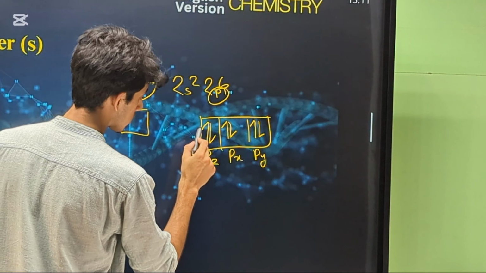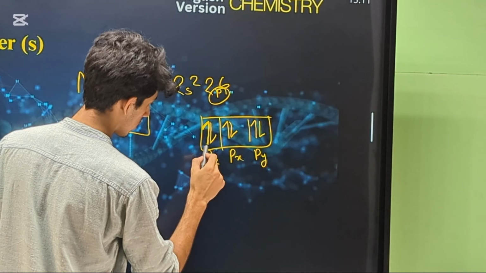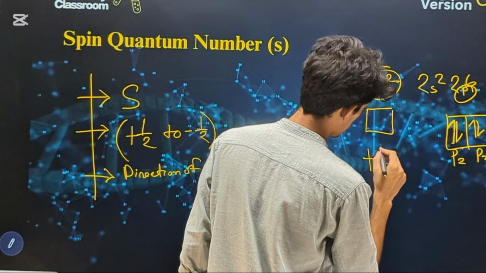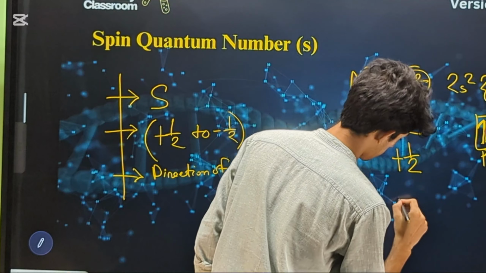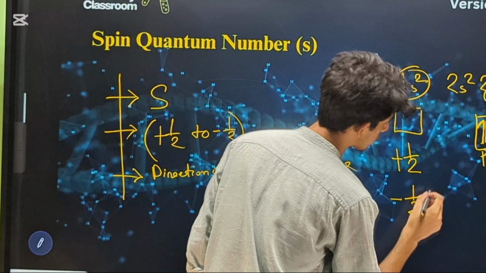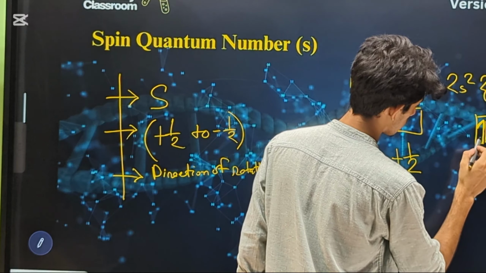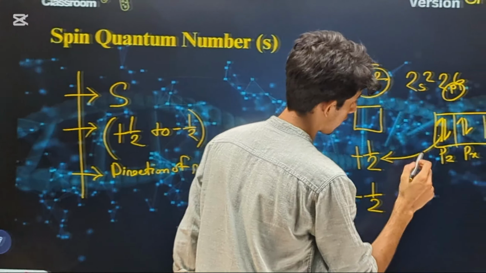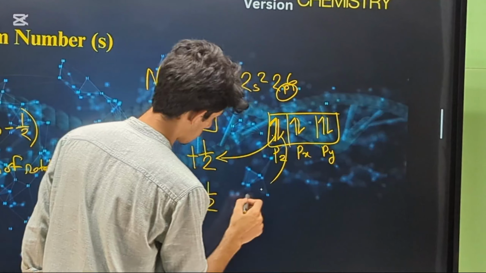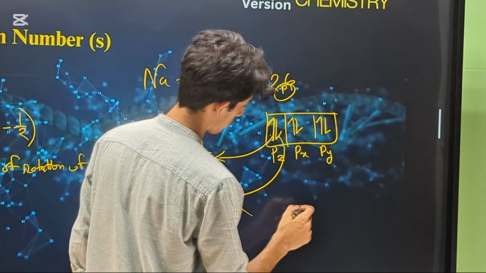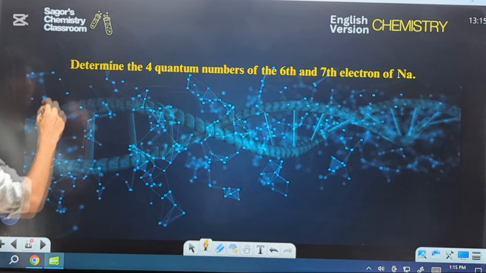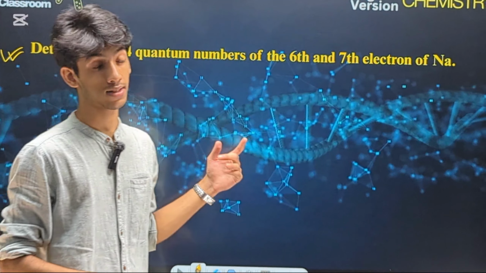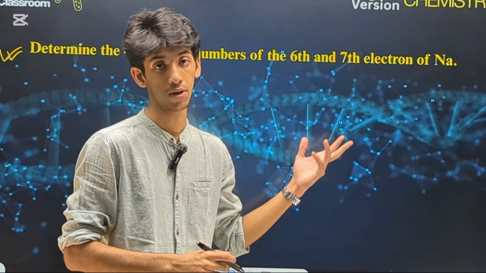From the direction of the electrons here, you will know the value of the spin quantum number. For the direction above, the spin quantum number is +1/2, and for the direction downwards, the spin quantum number is -1/2. The question is: determine the four quantum numbers of the 6th and 7th electron of a sodium atom.